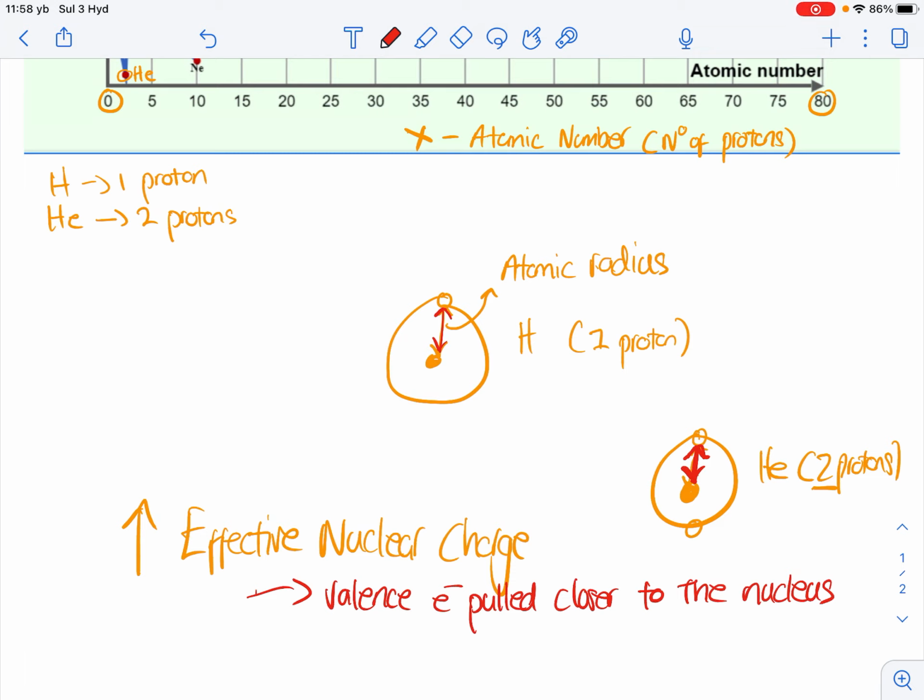Okay, so it makes sense. As you go from hydrogen to helium, you get a decrease in atomic radius. In other words, the atom gets smaller, okay?